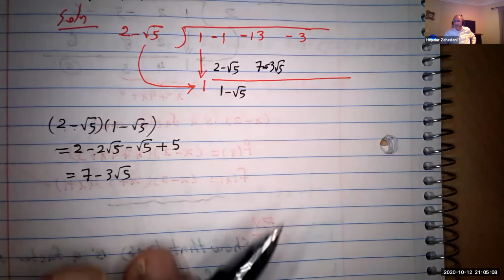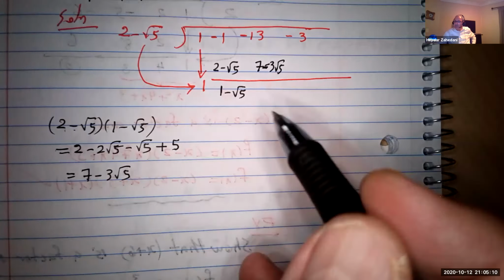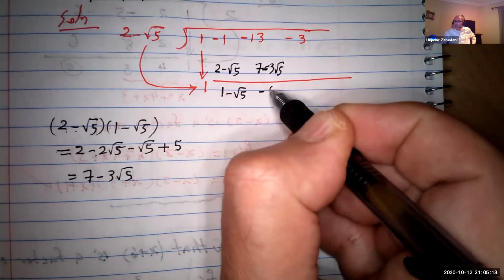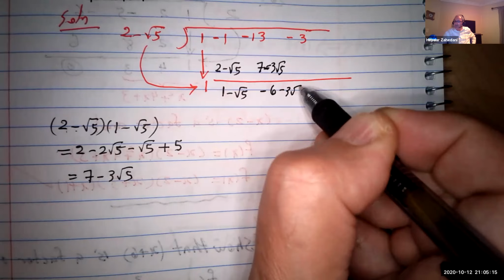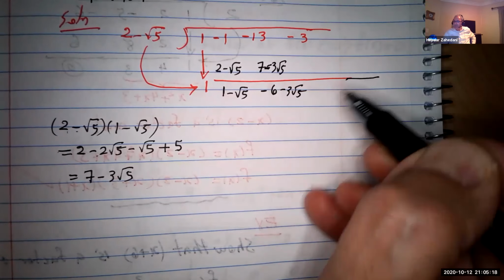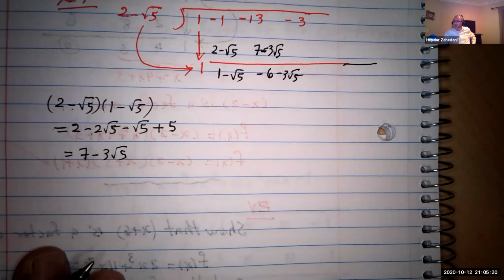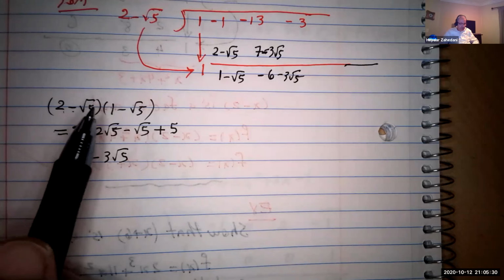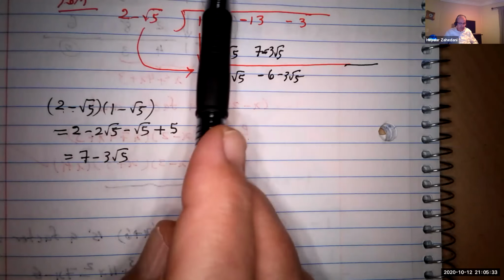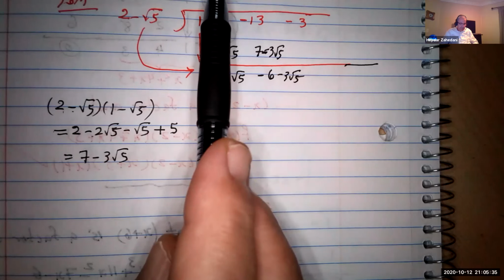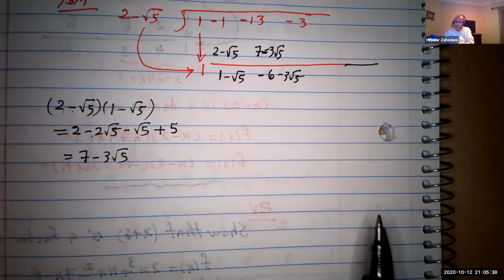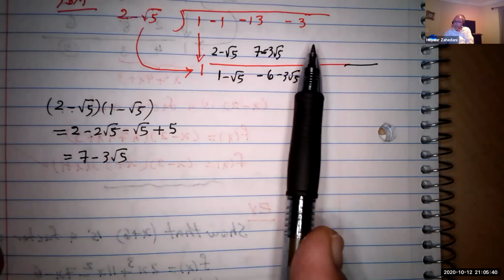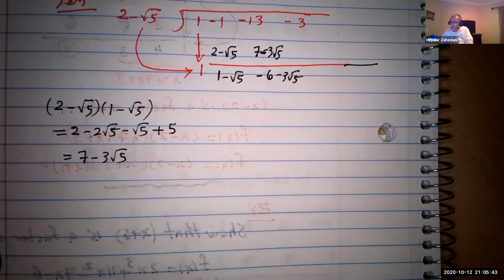Then we add the 13. 7 and negative 13 would be negative 6. So that gives negative 6 minus 3 radical 5. Okay, so that gives you this one: negative 6 minus 3 radical 5. Then we are going to multiply it to see if we get x squared minus 3.